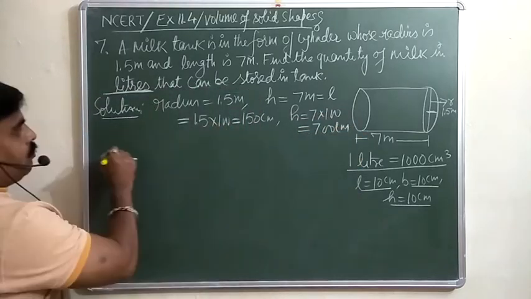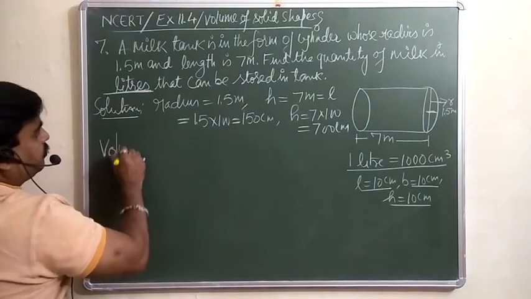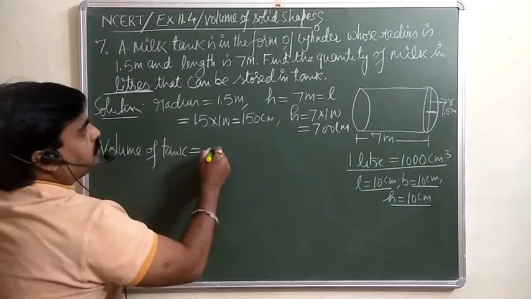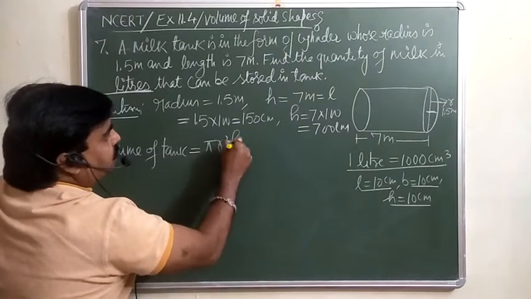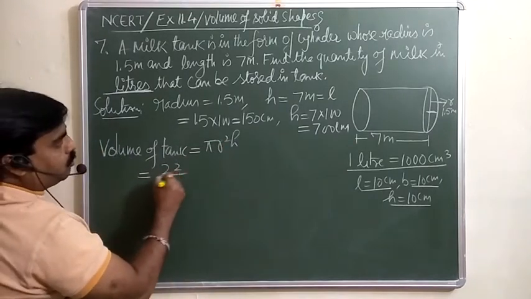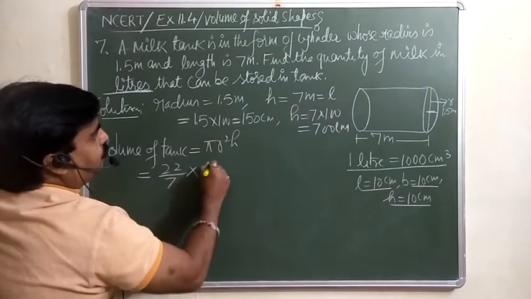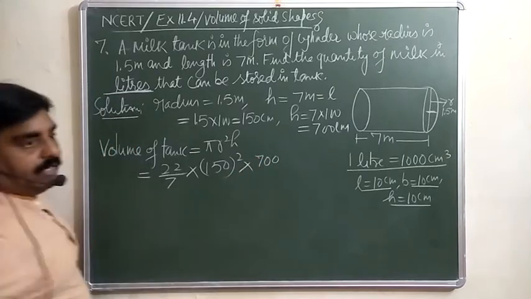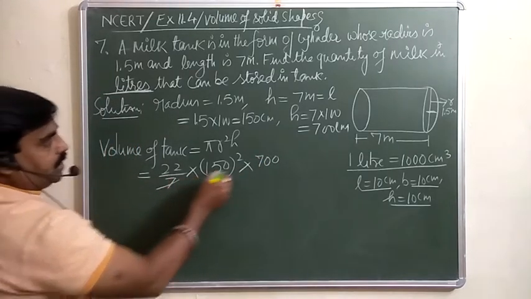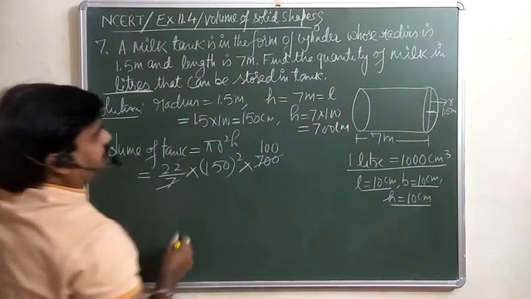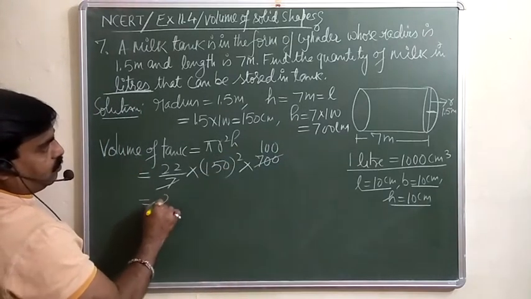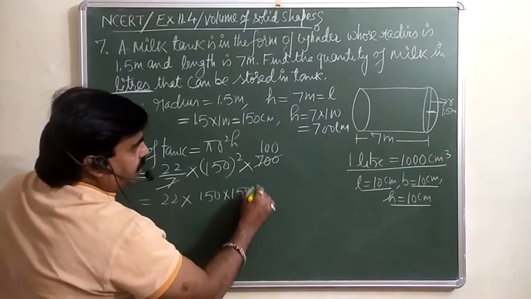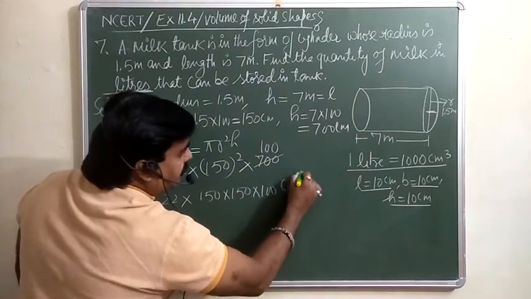Now you can calculate the volume of the tank, that is equal to pi r square into h. Pi we know is 22 over 7, R is 150 whole square, into h is 700. So this 7 into 100 is there, and you can calculate 22 into 150 into 150 into 100 centimeter cube.